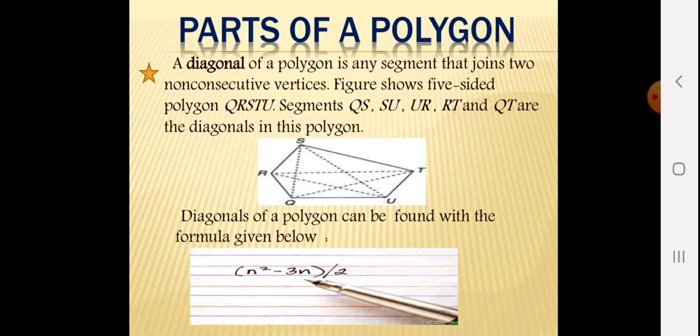Suppose you want to find out the number of diagonals a pentagon has. So what you would do is n squared, instead of n you will keep 5, 5 squared is 25, minus 3n, which is 3 fives are 15, upon 2. So 25 minus 15 upon 2, which is 10 divided by 2, that is 5. So a pentagon will have 5 diagonals. So remember this formula.